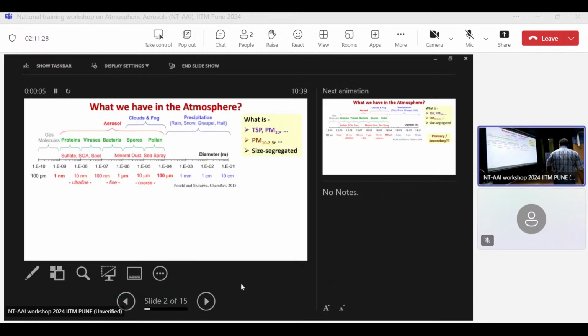Okay. Now what is TSP? Total suspended particulate. This is the full form. What does it mean here? Everything that is there in that form. That is total suspended particulate. What is PM10? Yes, tell me. Particulate matter less than 10 micrometer in aerodynamic diameter. Now, what is aerodynamic diameter?